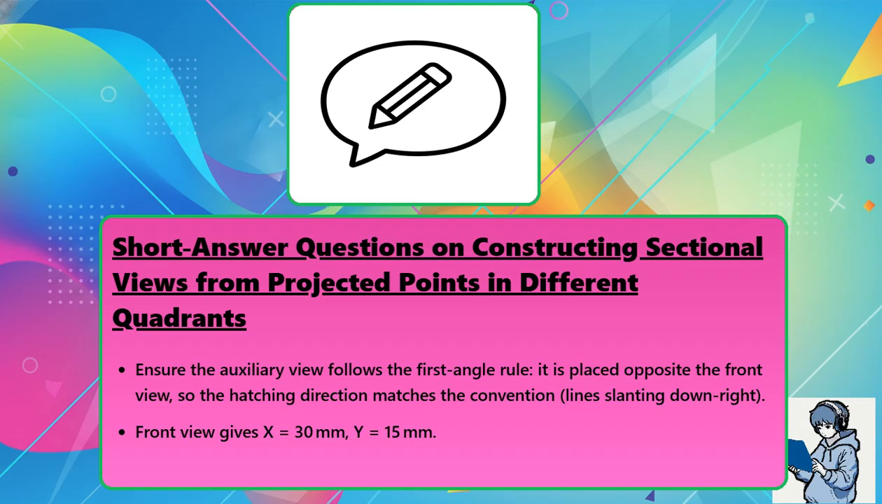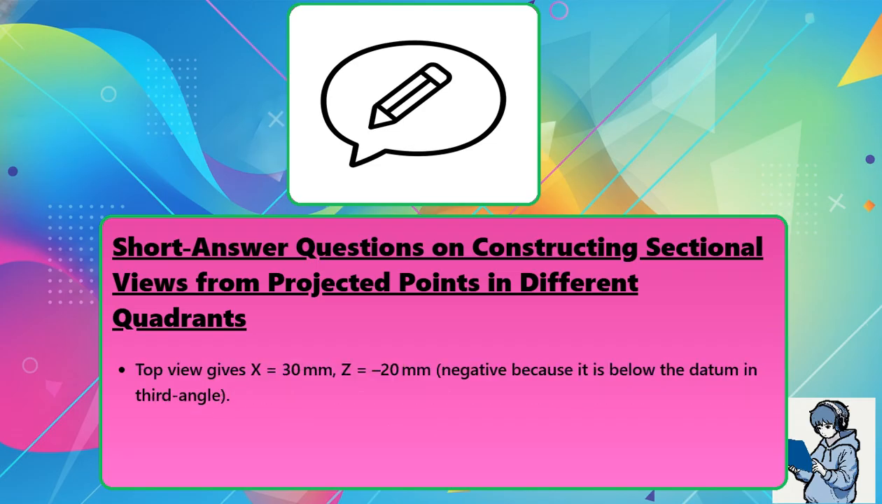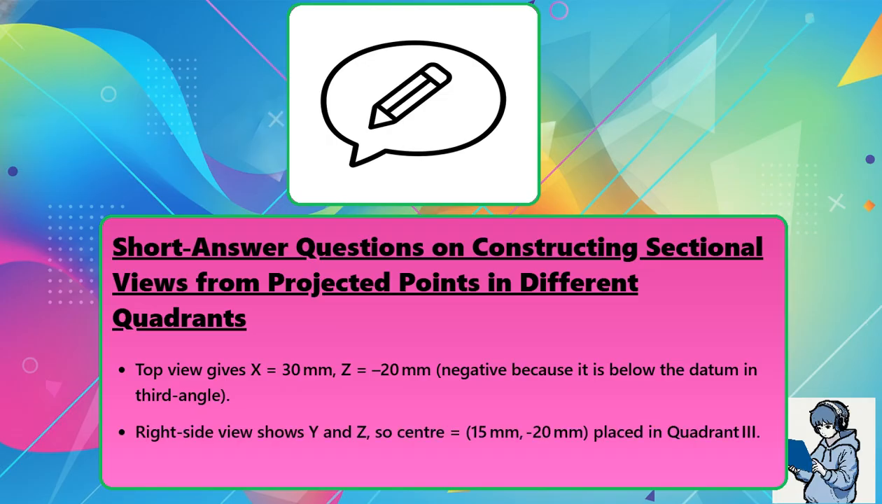Front view gives x equals 30 millimeters, y equals 15 millimeters. Top view gives x equals 30 millimeters, z equals negative 20 millimeters, negative because it is below the datum in third angle. Right side view shows y and z, so center equals 15 millimeters, negative 20 millimeters, placed in quadrant 3.